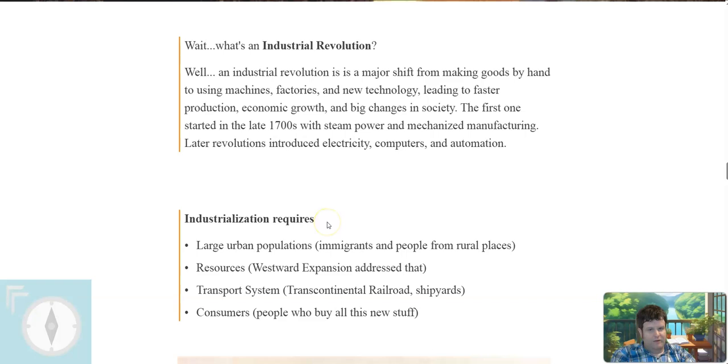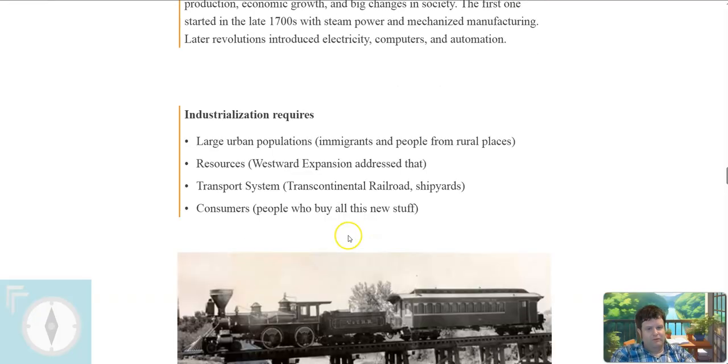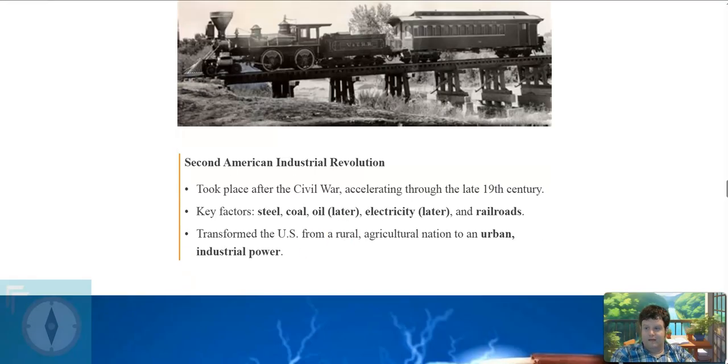So remember, there are four things you need for industrialization. One, large urban population. Two, resources. Three, transport systems. And four, consumers, people to buy this stuff. It's kind of odd I'm going over this multiple times. That might mean it's important later on. Anyways.